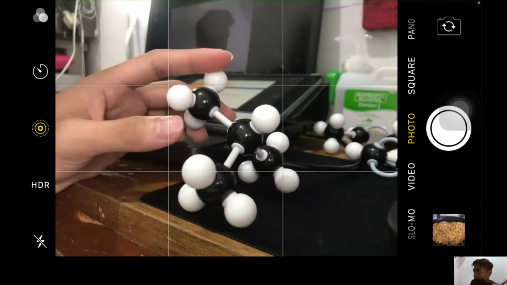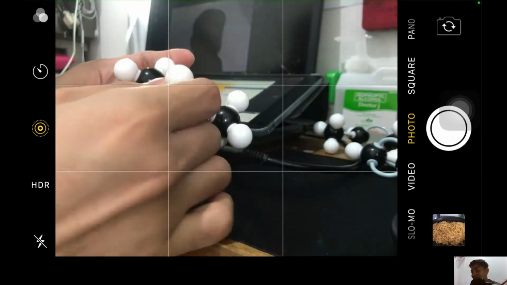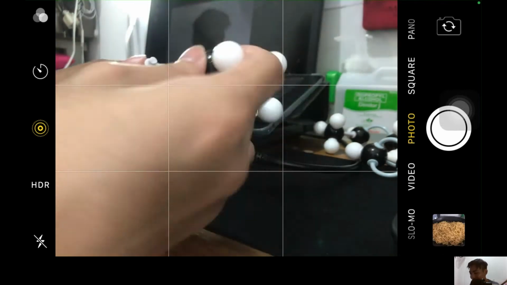Ha? Okay, yung picture dito, pancit canton yan. Gutom ako kanina.